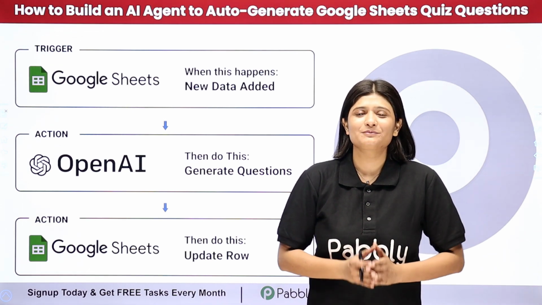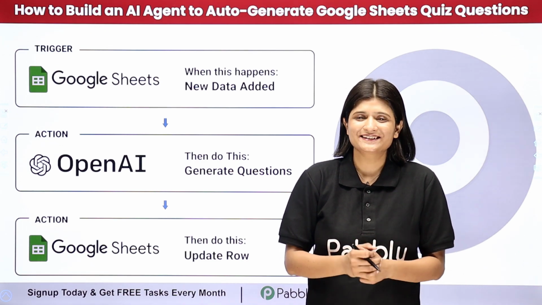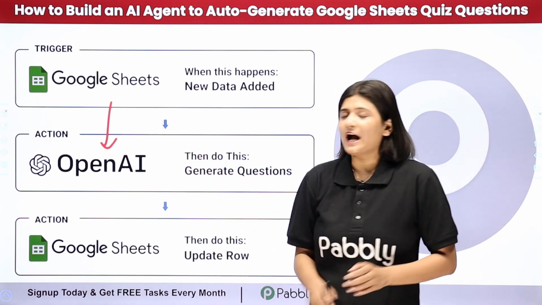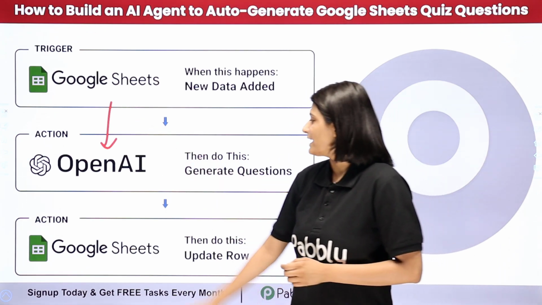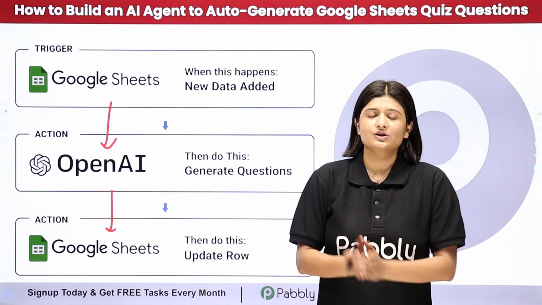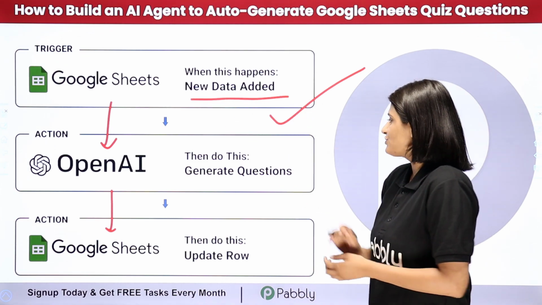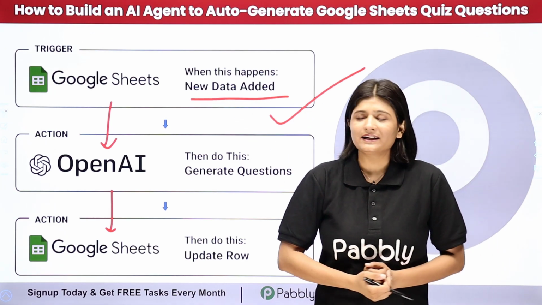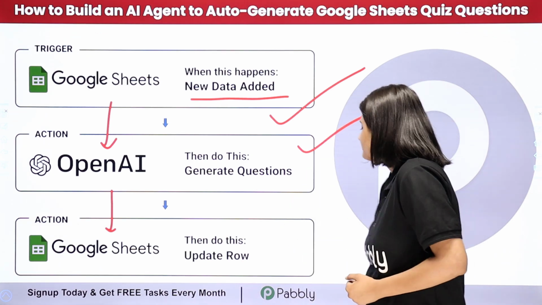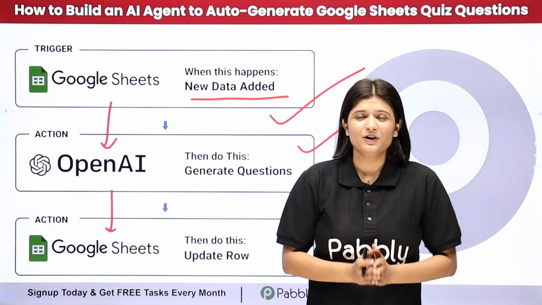Pabbly Connect is an amazing automation and integration software which requires no coding or programming skills. Here I just need to build a connection between Google Sheets and OpenAI. I am going to use OpenAI as my AI agent, and then Google Sheets. With the help of Pabbly Connect, I am going to build this connection in such a way that whenever I add a new topic in my Google Sheets spreadsheet, the questions will be automatically generated with the help of OpenAI and the row will be automatically updated in my Google Sheets spreadsheet. Now, if you want to learn the step-by-step process, then let me take you to my screen.